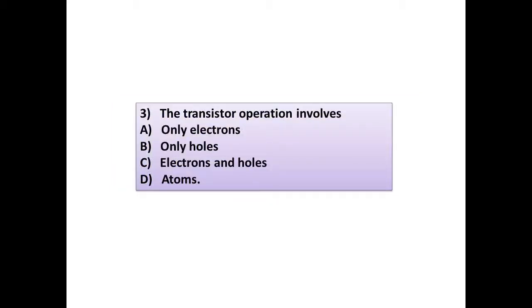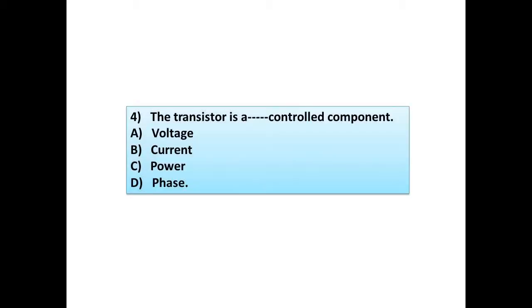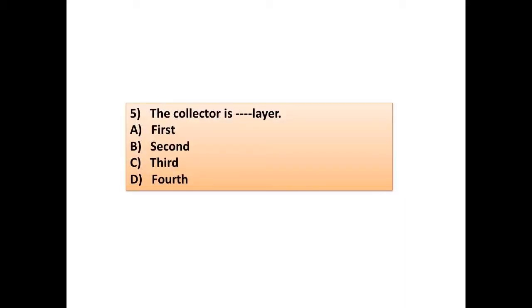Question number 3. The transistor operation involves. Answers: A. Only electrons, B. Only holes, C. Electrons and holes, D. Atoms. Question number 4. The transistor is a dash controlled component. Answers: A. Voltage, B. Current, C. Power, D. Phase.